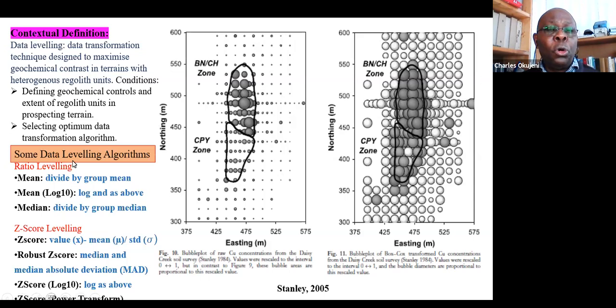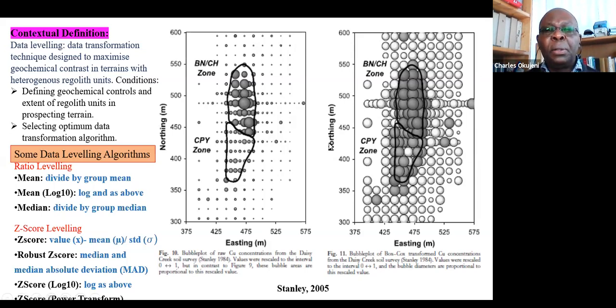I'm not going to go into all of them. Today, I'm going to use the Z-score power transform. The Z-score power transform has been used by many other authors, Stanley, 2005. So this is not really a new technique as such, but in terms of regolith, calcrete, aeolian sand, I have looked for literature and have not found any.